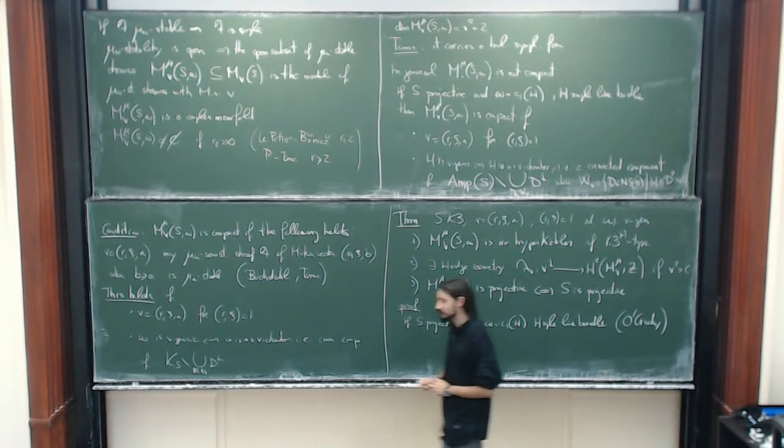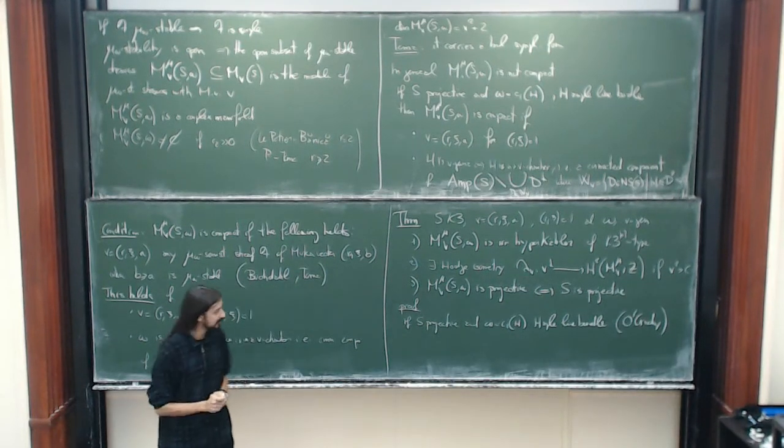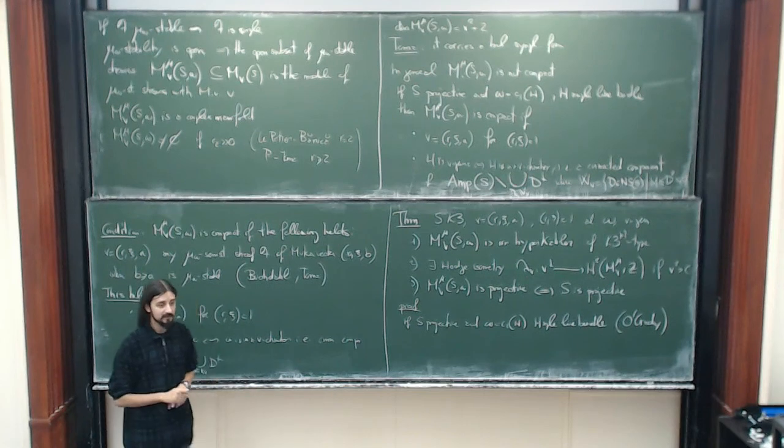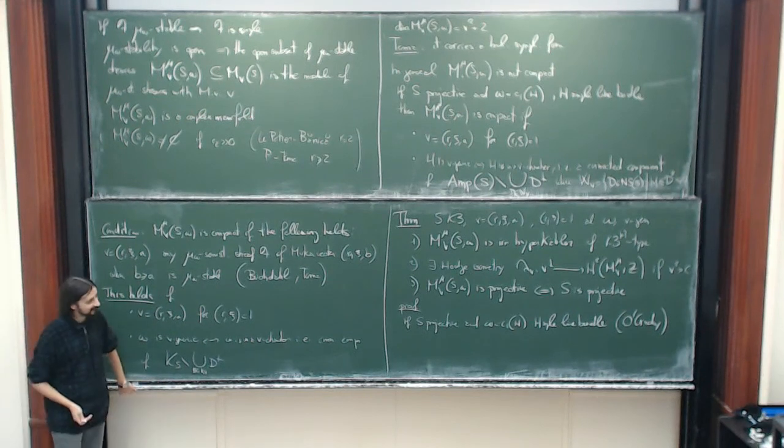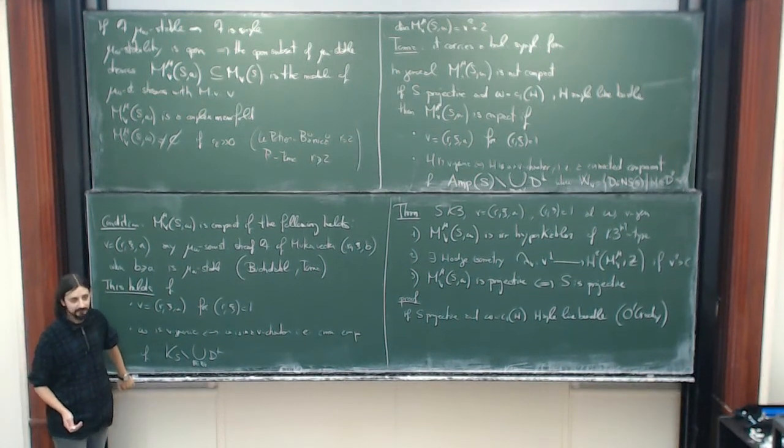Middle of the 90s, I'm not sure. If S is projective and omega is the first Chern class of an ample line bundle, hence we are done. There is nothing to prove, so it's not that we are done, O'Grady was done. So we know what happens in this case.